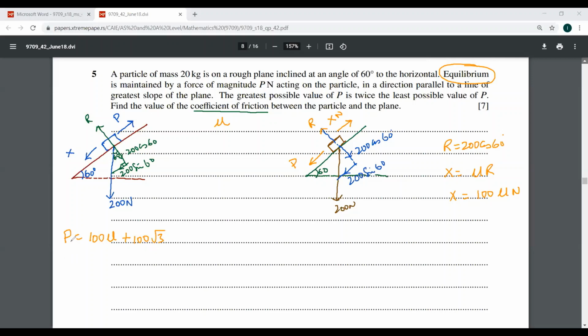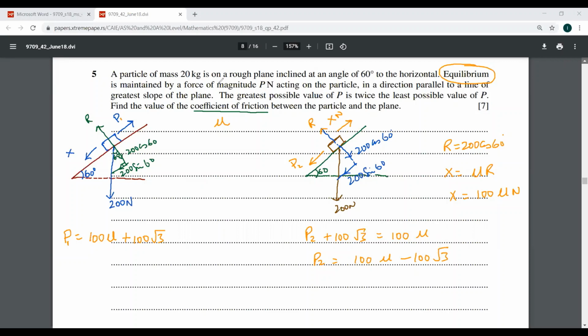And in this case, let me call this P1, which is the maximum P here, okay? This is P1 and this is P2. So in this case, your P2 plus this 100 under root 3 is equal to 100 mu. So this P2 is going to be 100 mu minus 100 under root 3.